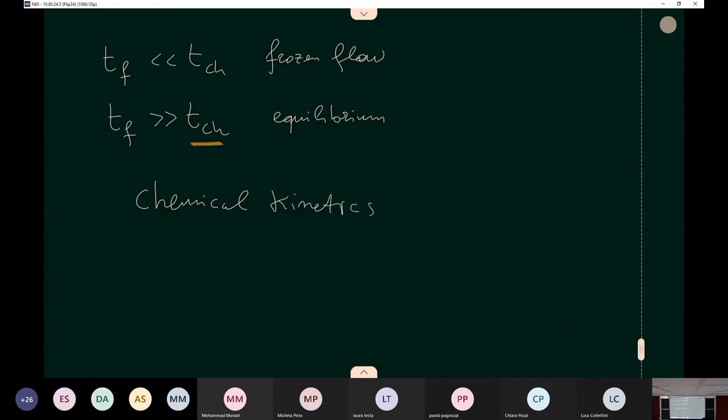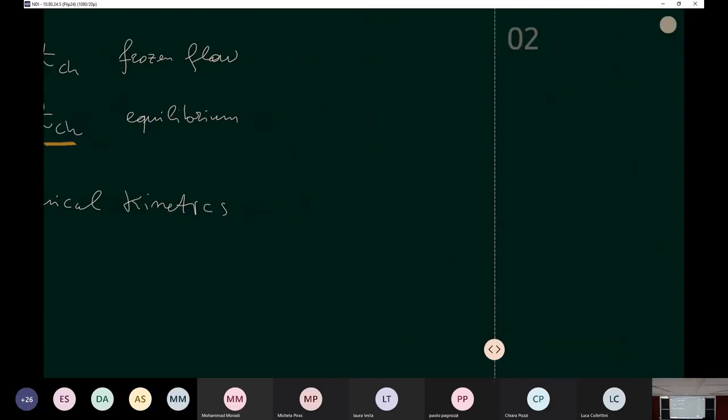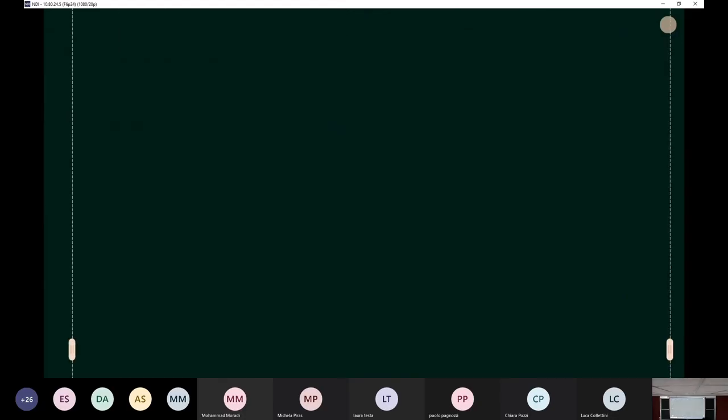So what we should look at now are exactly these reactions and how they evolve in time. We start by recalling that we wrote the reaction equation as sum of nu_i A_i equal to zero. This is a reaction equation, which we used when we talked about the equilibrium.